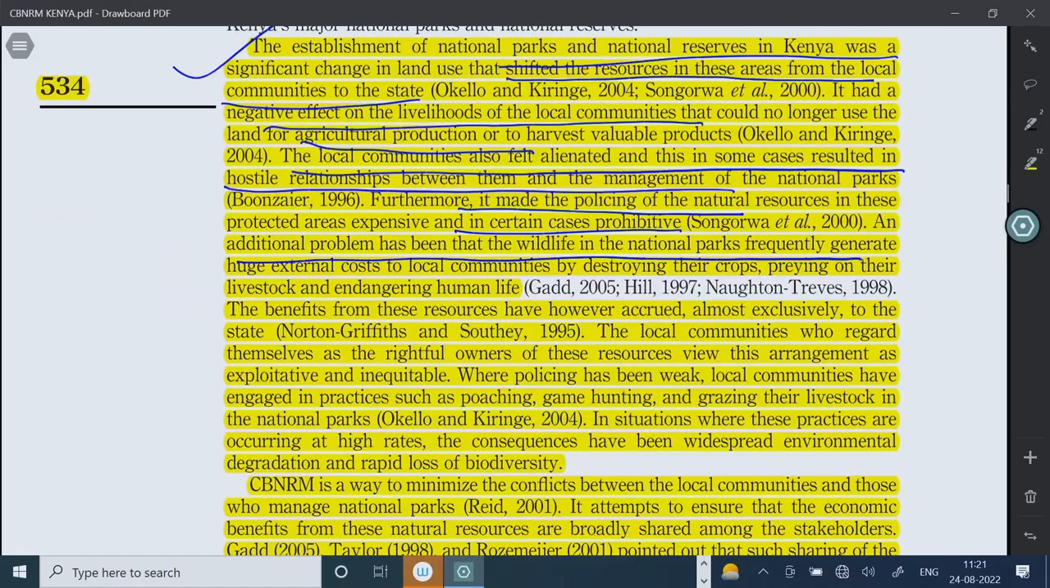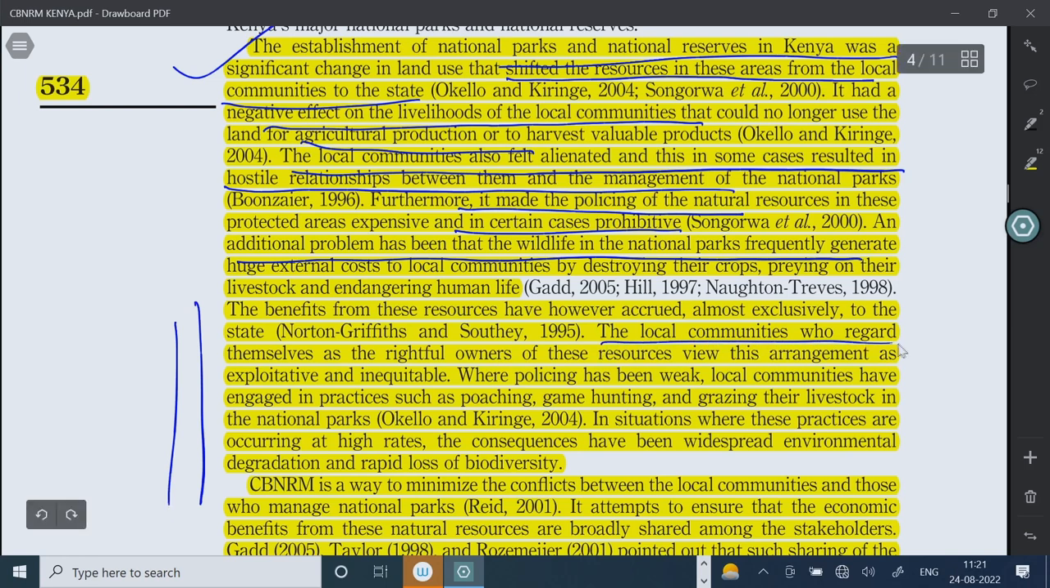Now, the benefits from these resources which are within the protected forest area have already come under the custody of the state government, because they are now the regulator. Now, the local community, who earlier, when these areas were with them, used to feel themselves the rightful owners of these resources, the resources which are within the forest. They feel that those were their resources, which they used to own. And they used to also take care of and preserve their resources.